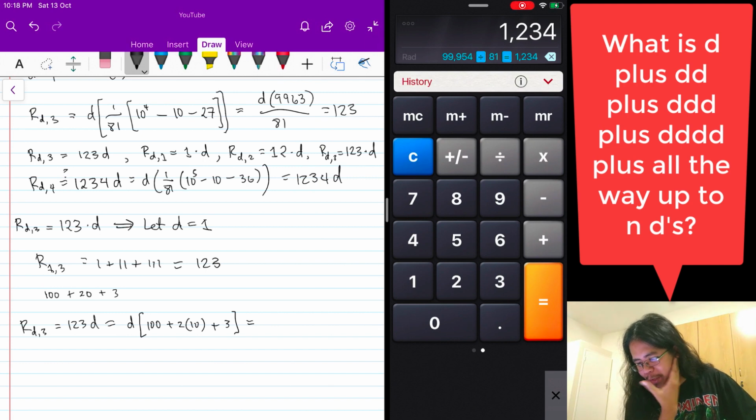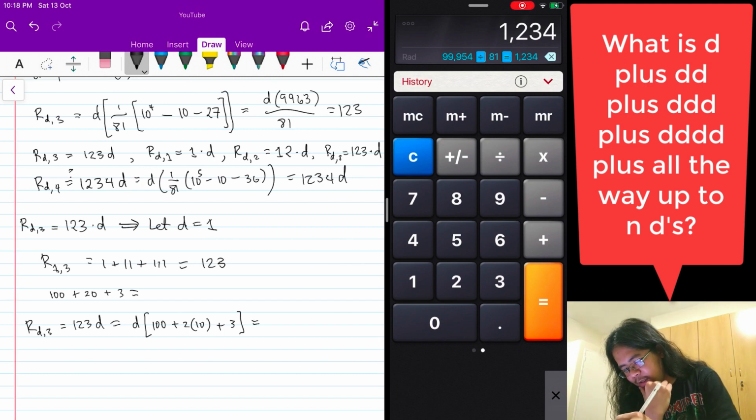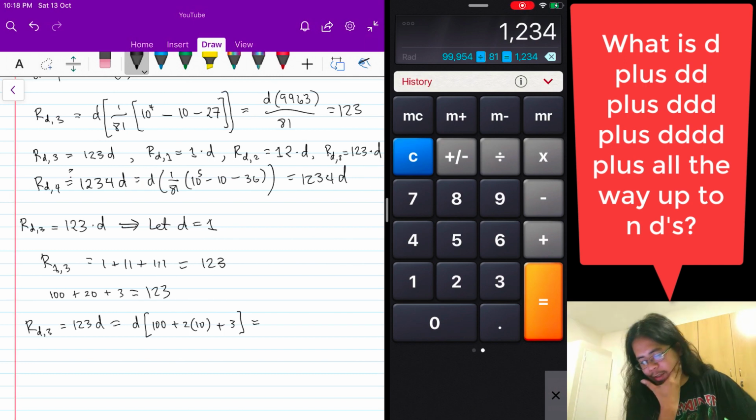It's a very interesting pattern that we got here, and what I want to do is understand why it happens that way. So 100 plus 20 plus 3, this is our 123 right here. So D times 100.